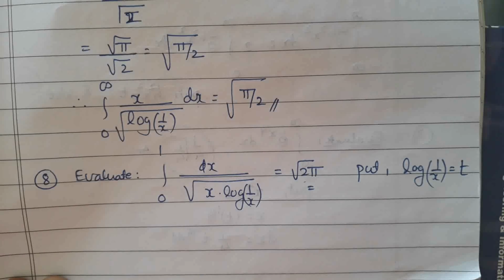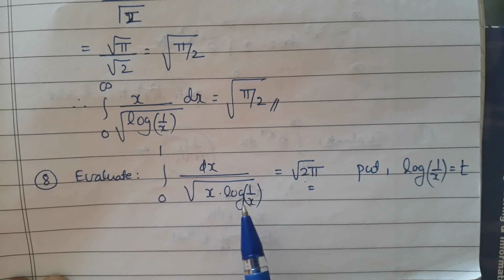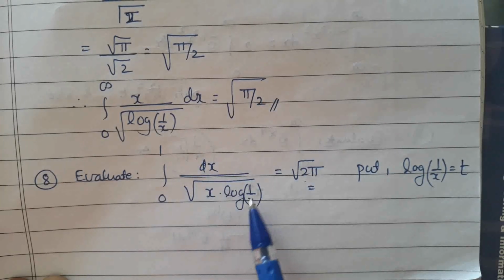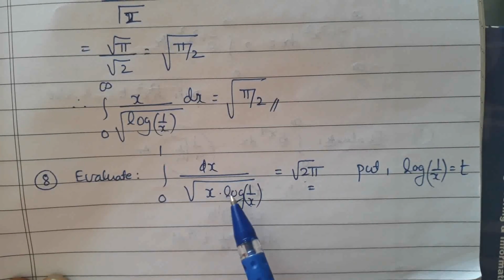Similarly, you can try the next example. Integral 0 to infinity dx, root of x log of 1 upon x. Show that the value of this integral is equal to root of 2 pi. Use the substitution, log of 1 upon x is equal to t.